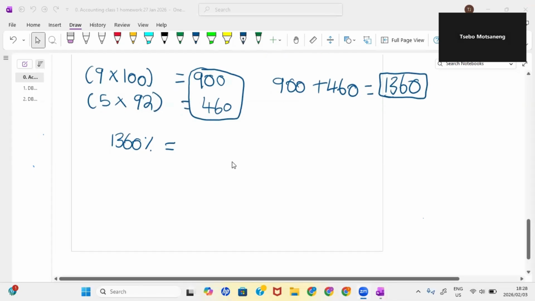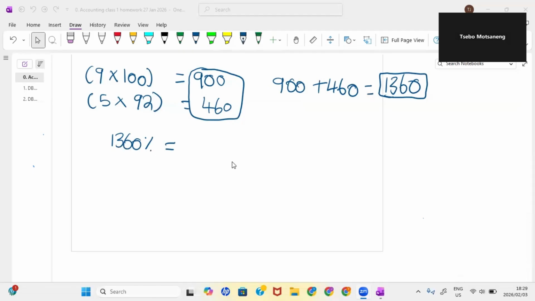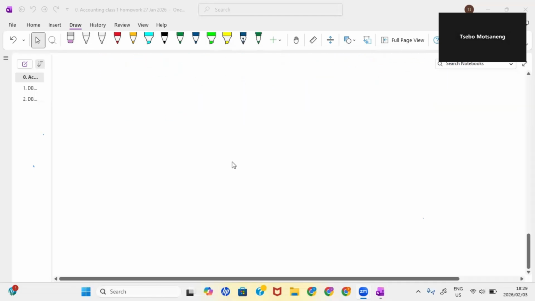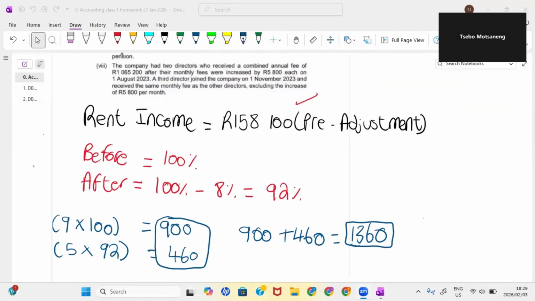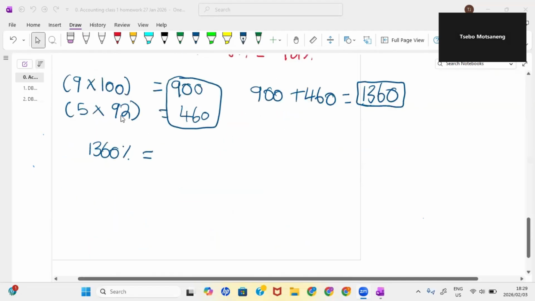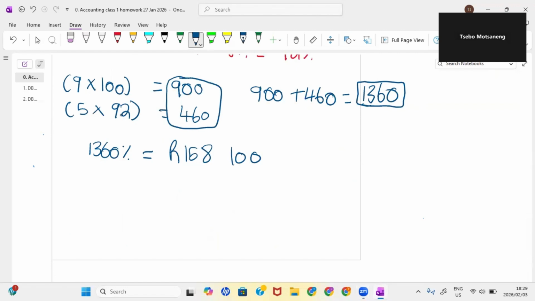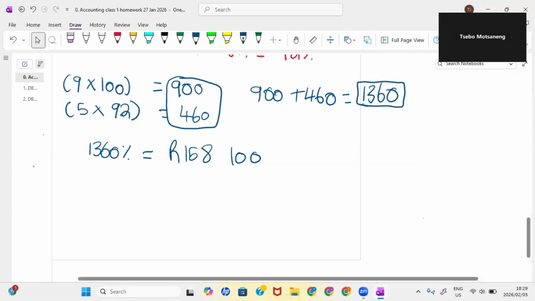So back to what I was saying. This 1,360 represents the rent income we received for the 14 months. And then remember that our pre-adjustment amount that we were given, obviously at first, is 158,100 rands. So they are literally the same. The 158,100 represents the rent income received, but now in terms of rent amounts.